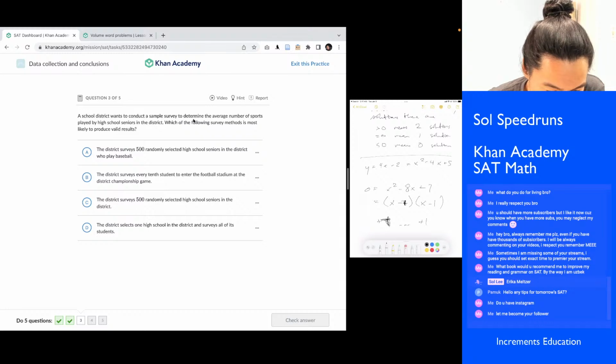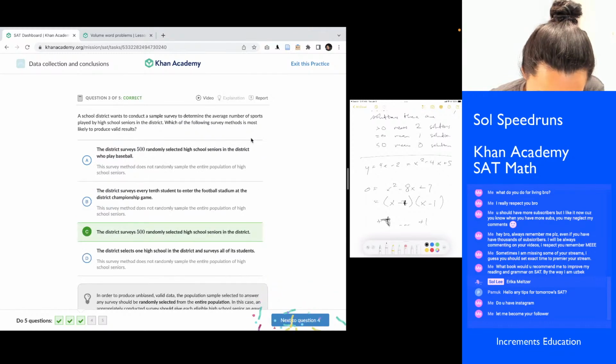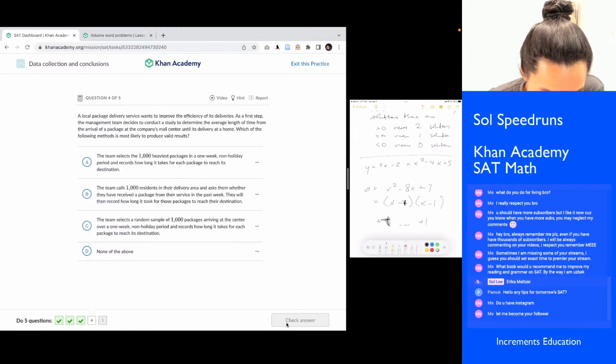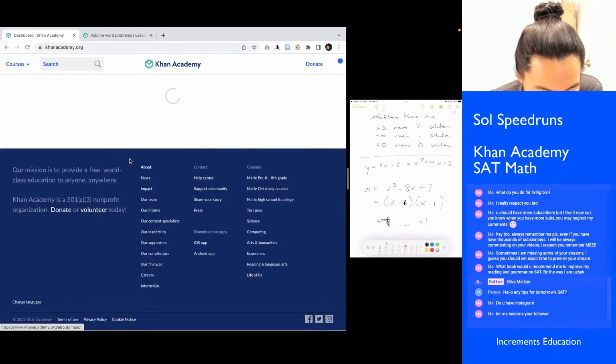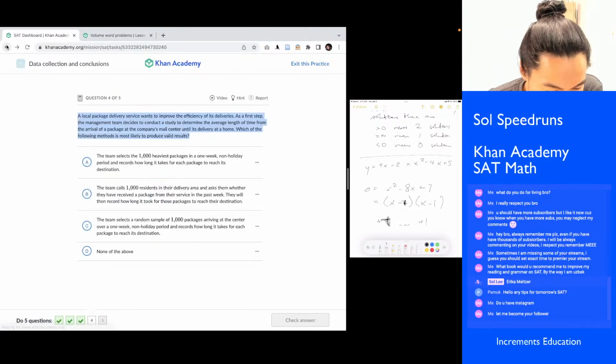Sample survey: average number of sports played by high school seniors in the district. So, no, not baseball. Not football stadium. What? These questions are not like the questions I just saw. They're very different from the question I just saw. Yo, the Khan Academy practice questions are not like the actual ones. You know what? I'm skipping.